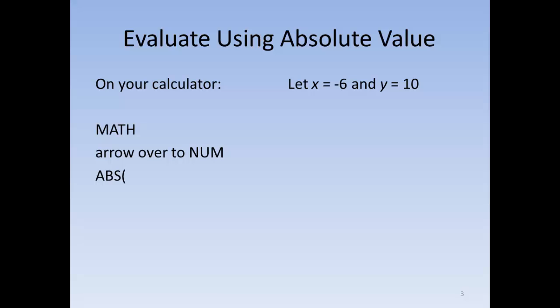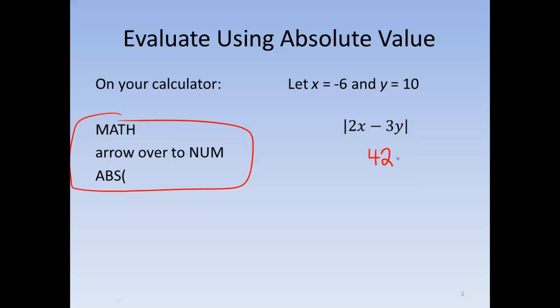Alright, so we're going to go ahead and use what I just showed you, and we're going to try to evaluate some of these. So we're going to let x equal negative 6 and y equal 10. Here's the first one, the absolute value of 2x minus 3y. Go ahead and pause the video, give it a shot in your calculator, and then unpause the video. And your answer should be 42. Let's try another one.